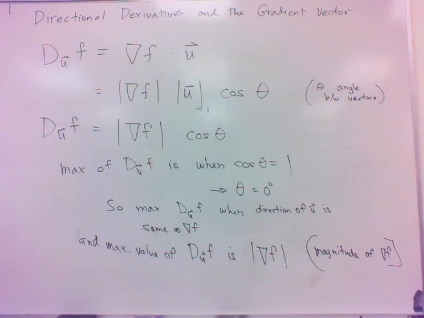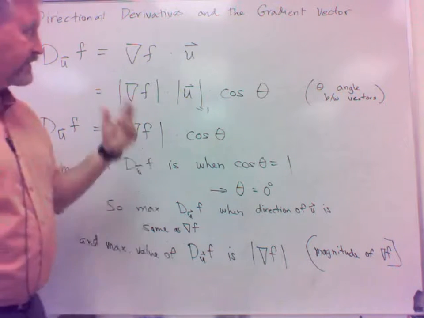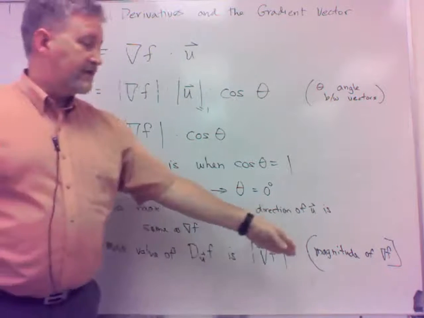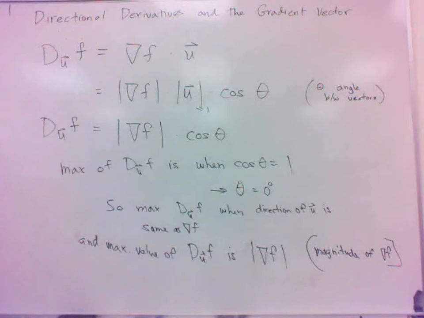Which means a lot of different things. Your derivative is your rate of change, and so that's the maximum rate of change you can have for any particular function. If it's differentiable, it's the magnitude of the gradient. Okay?